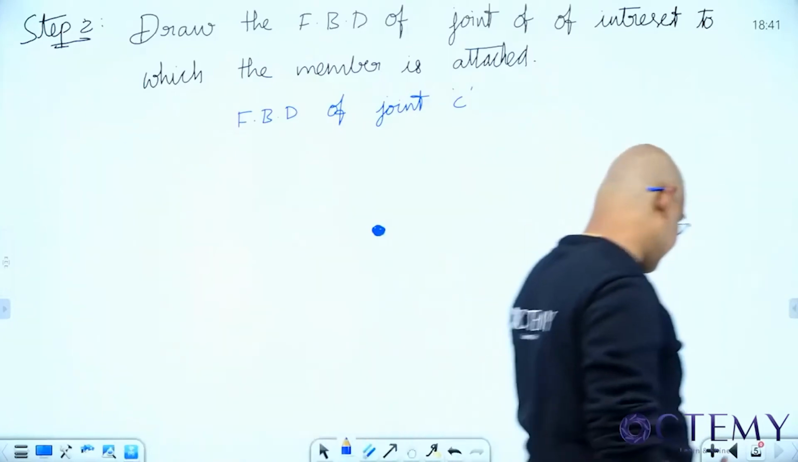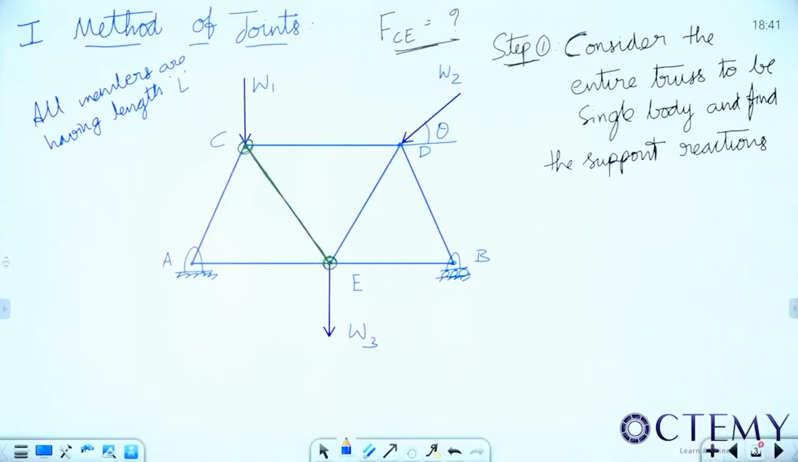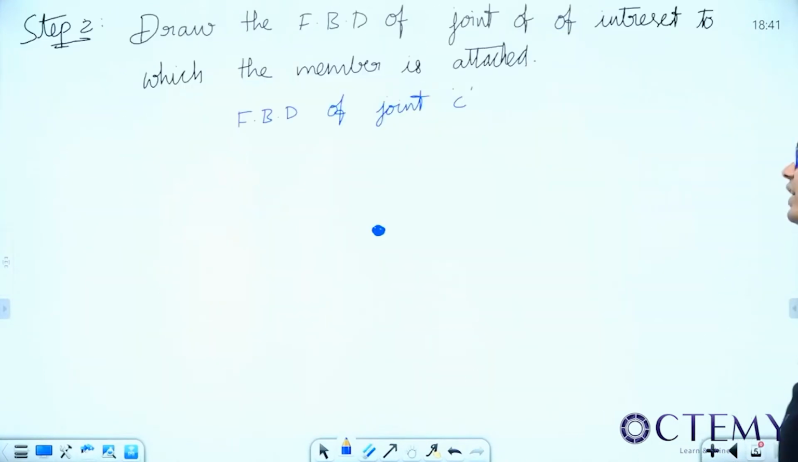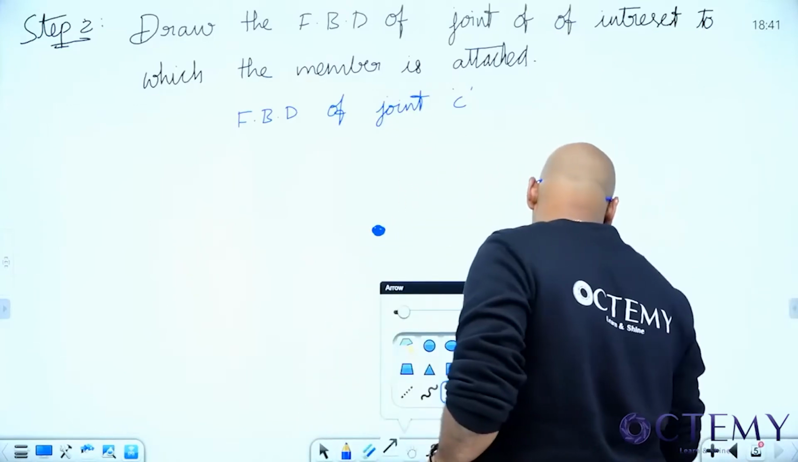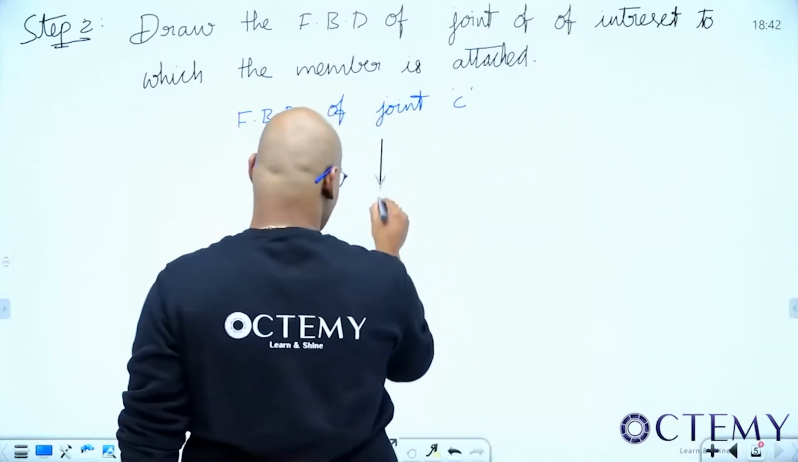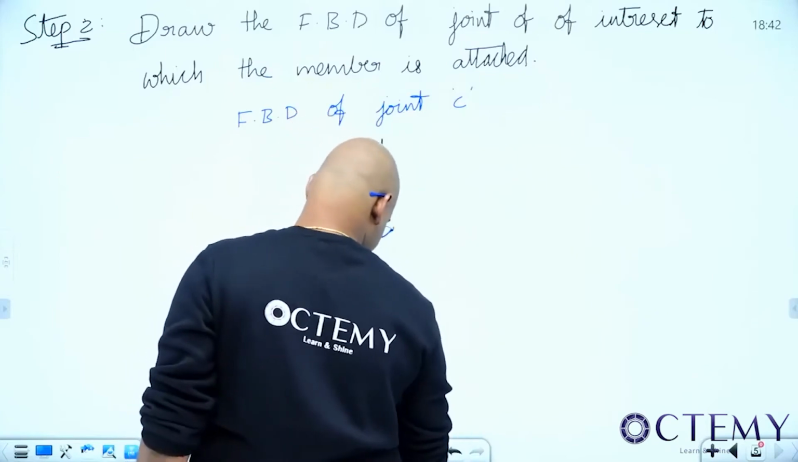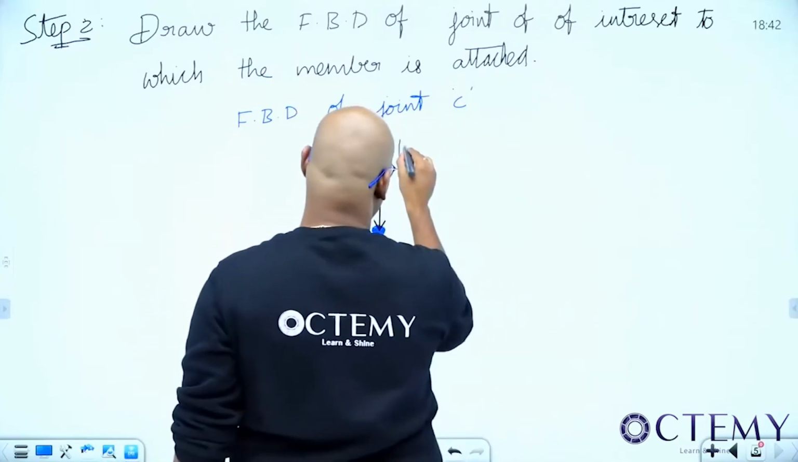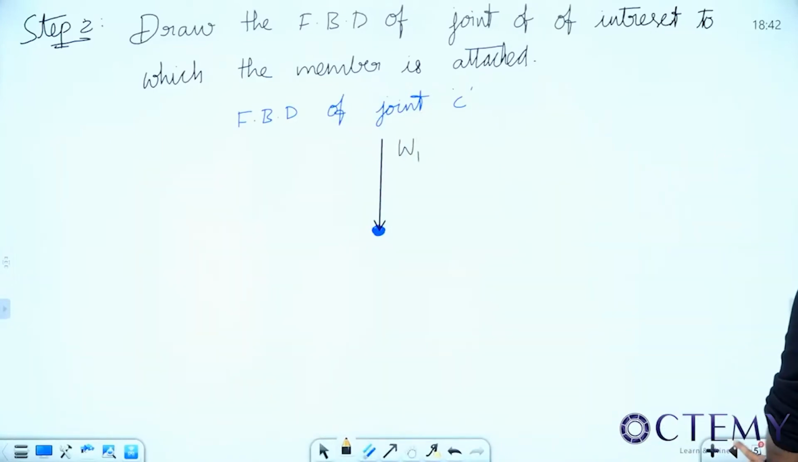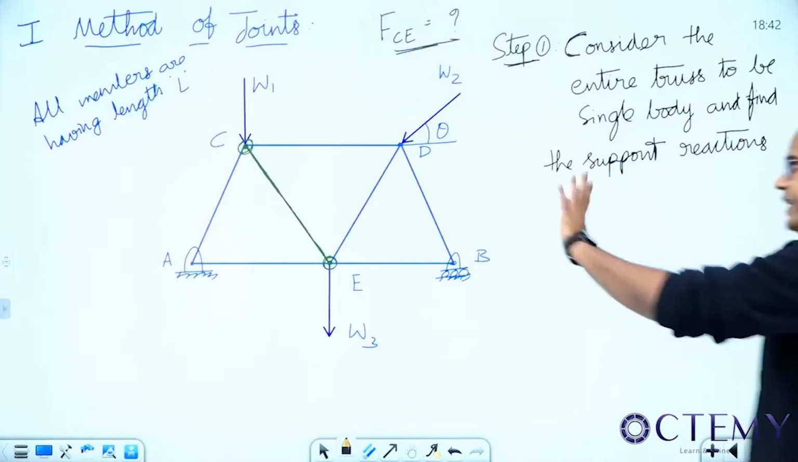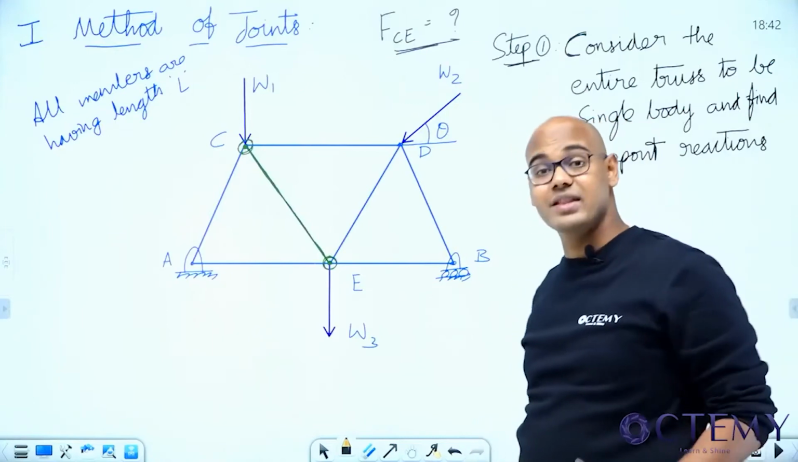Okay. Next, actions. What are the actions? At joint C, what are the loads acting? Only one load is there. What is that? W1. How is W1 acting? Vertically downwards. W1 vertically downwards. Done. Next. Any other actions? No actions, only W1. Done. Next, reactions. What are the reactions?